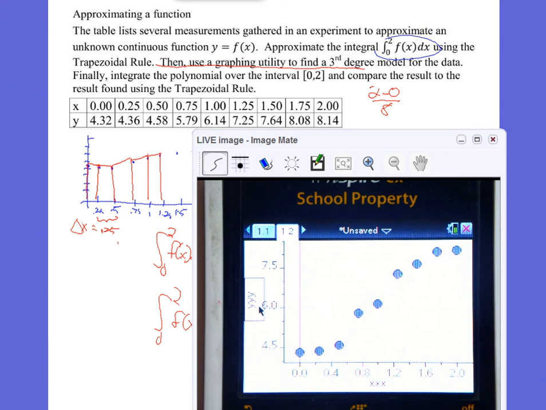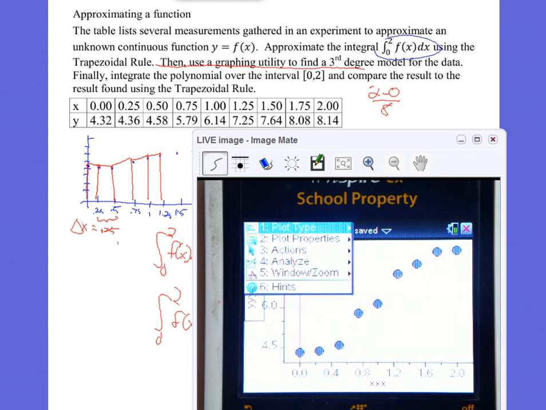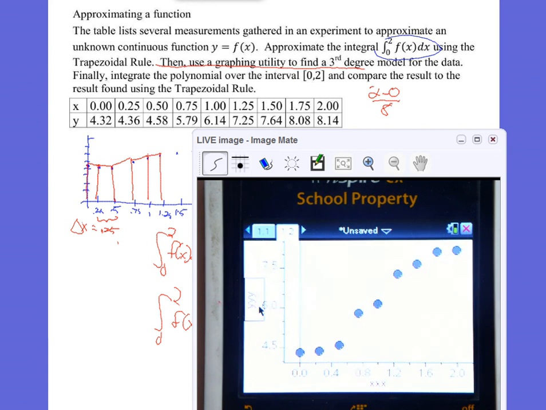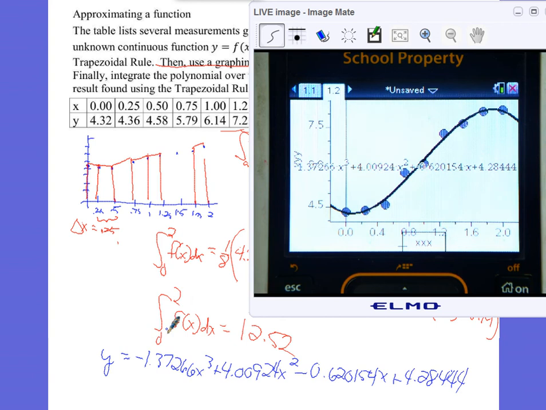So there's your data, and the directions tell me to fit a third-degree model to this data. To do that, you press Menu, then Analyze, and then Regression is option 6. We wanted a third degree, that would be a cubic. So there's my polynomial right there. Now we want to write that down, and I'm never going to remember it. Alright, so the polynomial is down here at the bottom.